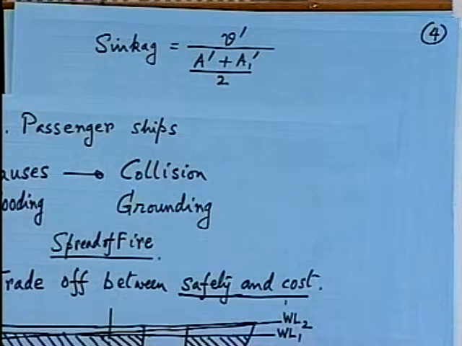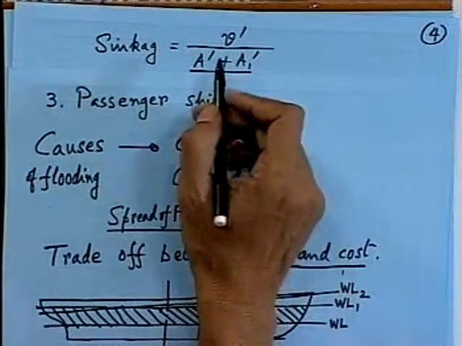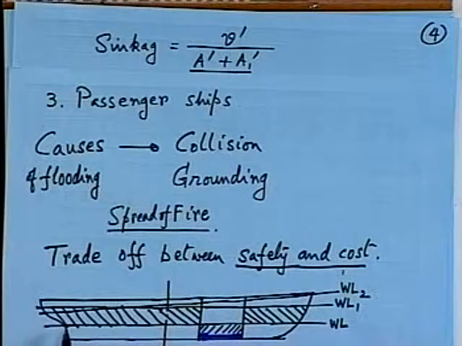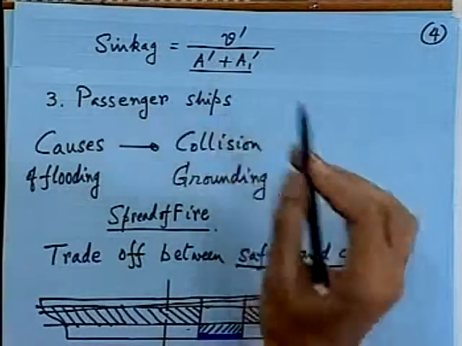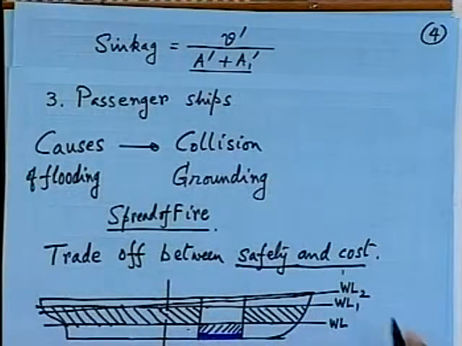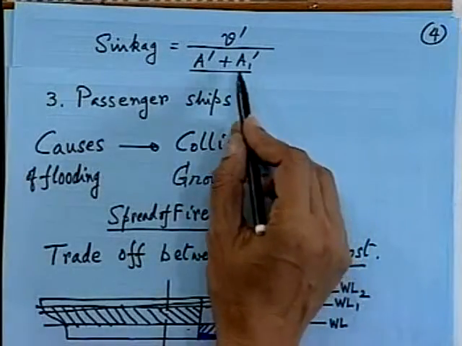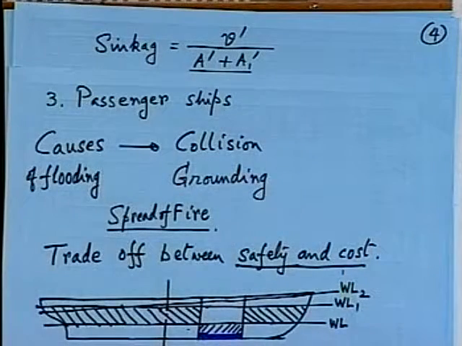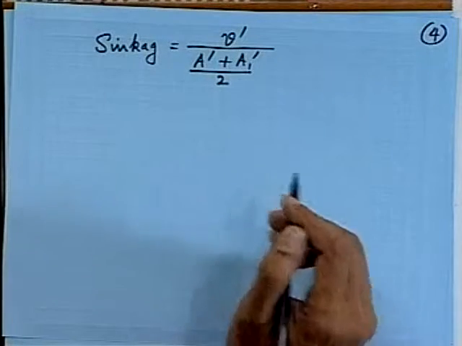the intact portion of the water plane. Remember, when I write A prime, it means the remaining portion of the water plane which has not been flooded. That means this one and this one, leaving out this one, the damaged portion. And A prime refers to waterline WL. So, in fact, this is 0. I have not put any subscript, and A1 prime refers to waterline 1. So, that is in order to do this calculation.